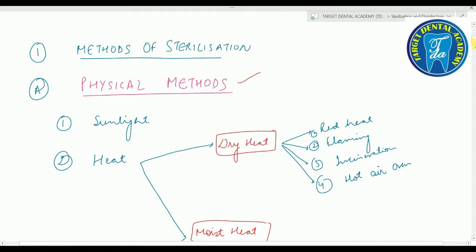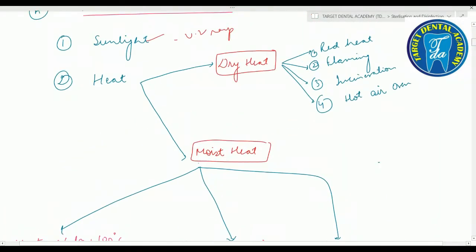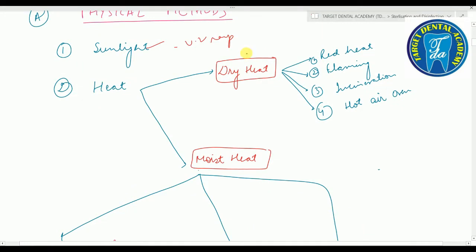Starting with the first method, that is sunlight. Sunlight has an active germicidal effect which is due to its content of ultraviolet rays. Fine. So we are going to take them one by one in detail. Second is the heat. In this we have two types of heat, the dry heat as well as the moist heat.